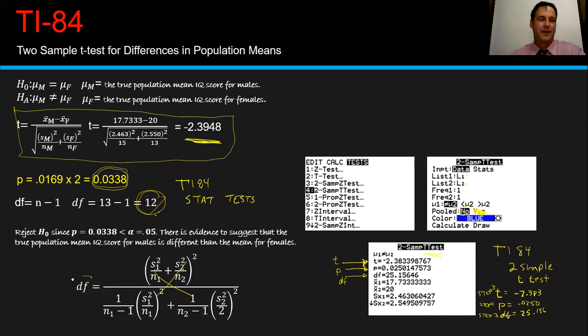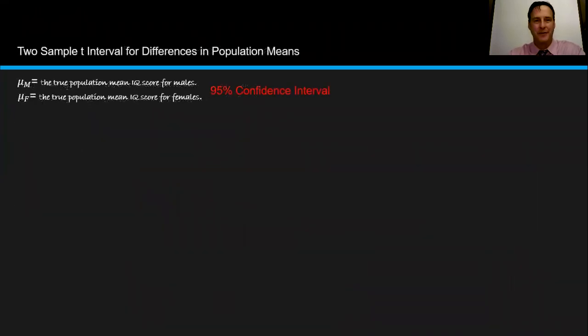And further, look at this degrees of freedom formula. I actually hand typed that in there. That was exhausting. It's almost exhausting just to input the numbers as well and then repeat the commands in your calculator. So this is actually a gift to be able to do that. All right, so I hope you have a good understanding of the 2-sample t-test for difference in population means. Let's go to the interval now.